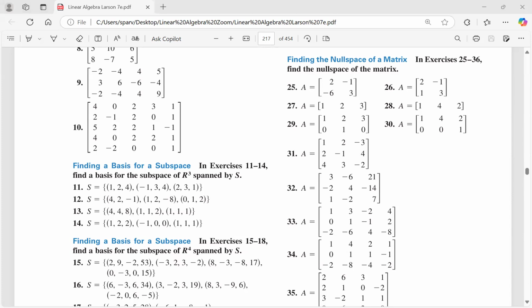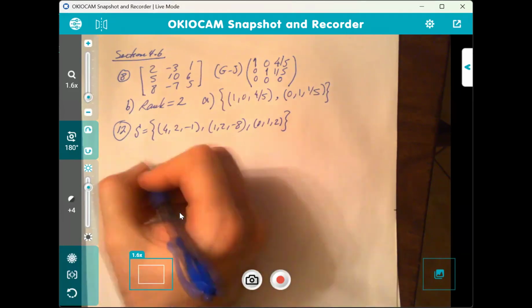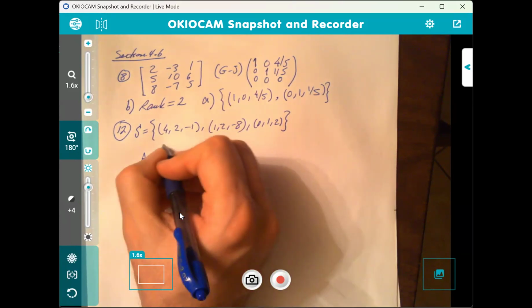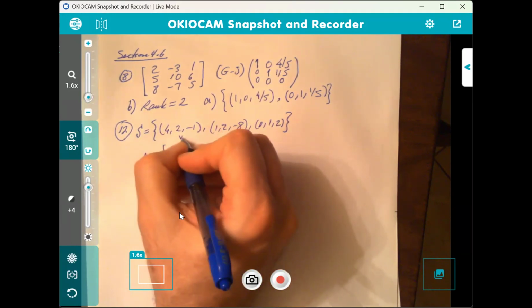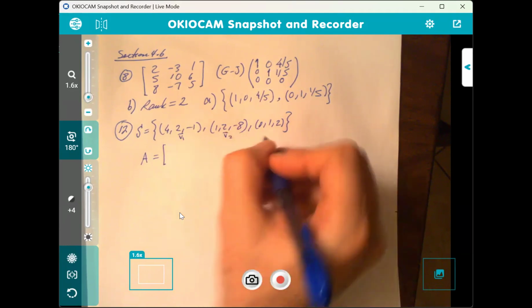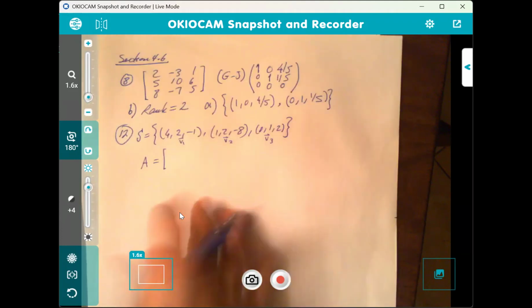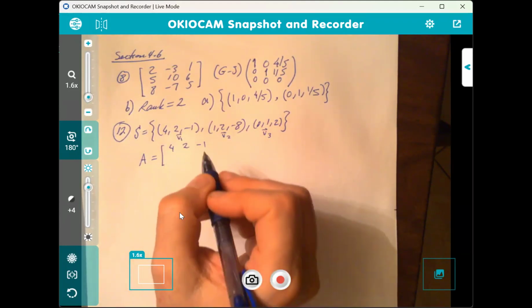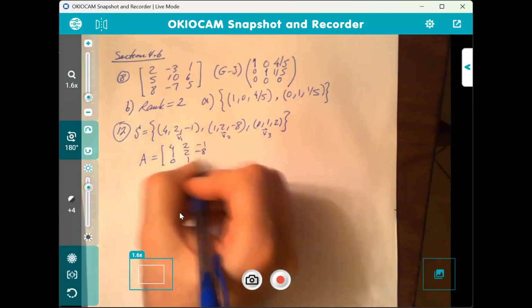Let me go back to my notes. To find the basis, we're going to form a matrix A here, made up of these vectors: vector 1, vector 2, and vector 3. So we're just going to have the first row be 4, 2, -1. The second row is 1, 2, -8. The third is 0, 1, 2.